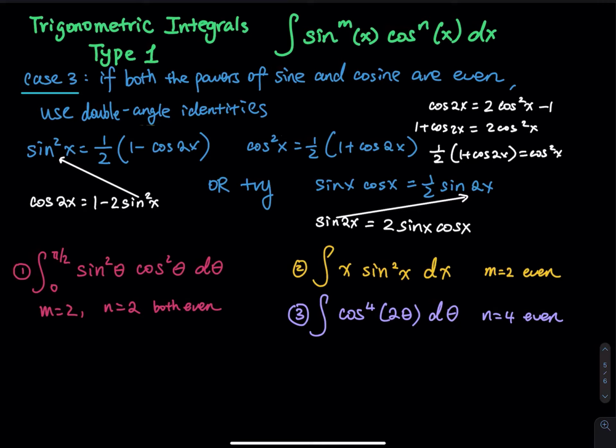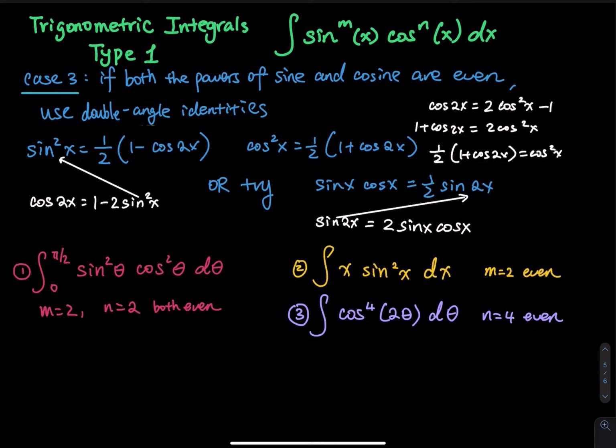The first type of trigonometric integral refers to sine raised to the nth power times cosine raised to the nth power. There are three cases in type 1. We already discussed two cases in the previous video. The first case is when the power of cosine is odd. The second case is when the power of sine is odd.